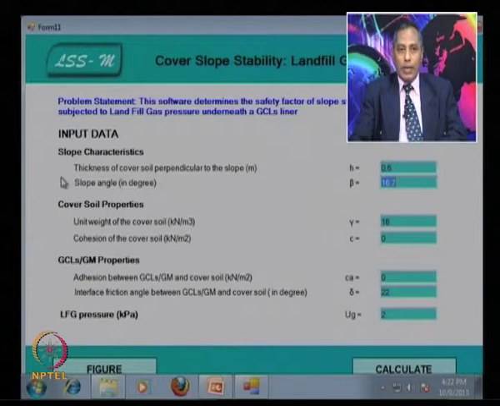The slope characteristics are the thickness of the cover soil, perpendicular to the slope, H equal to 0.6 meter, and the slope angle beta equal to 16.7 degree. The cover soil properties are unit weight of soil gamma equal to 16 and C value equal to 0. The geosynthetic clay liner interface properties are C S equal to 0 and delta equal to 22 degree, and the landfill gas pressure, in kilopascal, G is equal to 2 kilopascal.